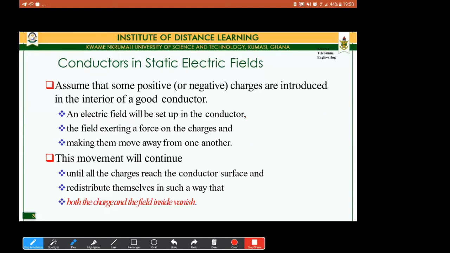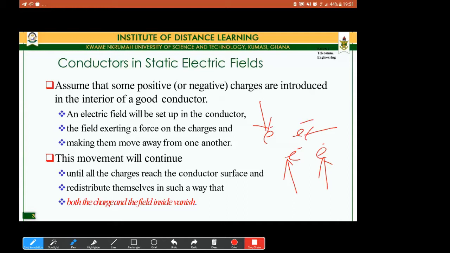So similarly, when we have a charge introduced in the interior of a conductor, that charge will set up an electric field. Now the electrons in the conductor will experience the force created by the field of this charge which has been introduced inside the conductor. So the field will exert a force on the charges of the material, and the material here is a conductor. As the electrons experience this force, they will begin to move. They will begin to drift away from one another because a force is being exerted on each one of them. Where is that force coming from? It's coming from the field that was created by the charge which was introduced inside the conductor. So they begin to drift apart.